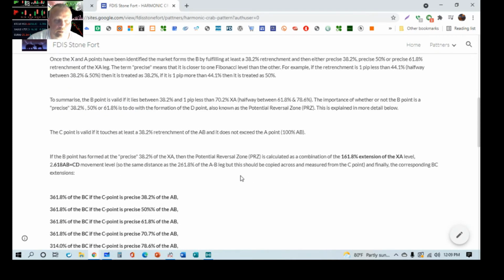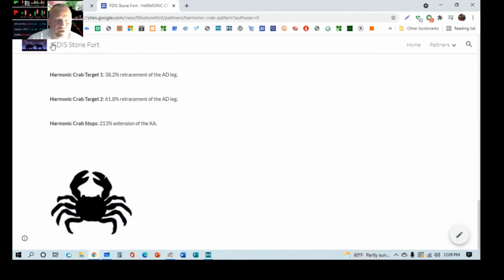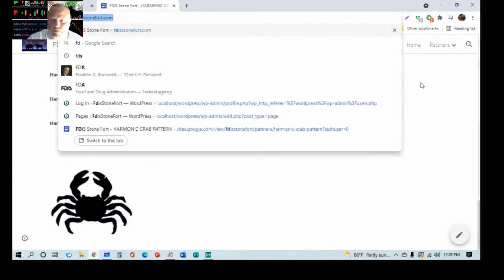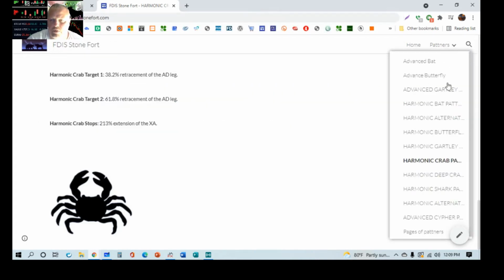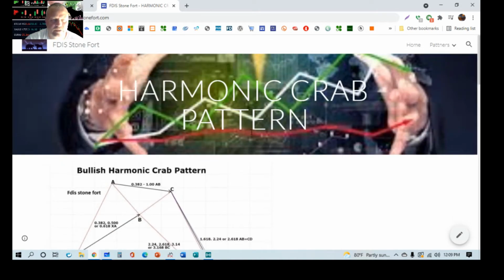I just turned my phone back on when I made this. So this is all the rules in the crab pattern. You can go to FDIS Stone Fort, one word, and you'll find all the patterns here. So we're making this website better. I haven't worked on it in many years, but we're going to make it better. So all right, let's get to it. Let's learn the crab pattern.